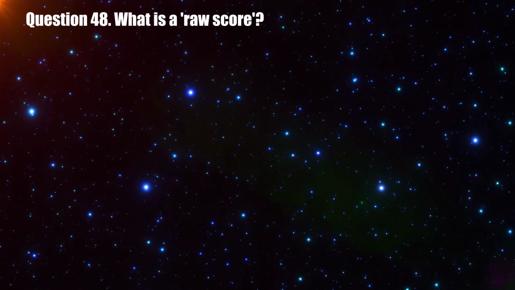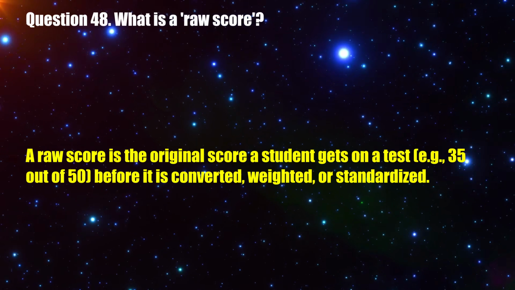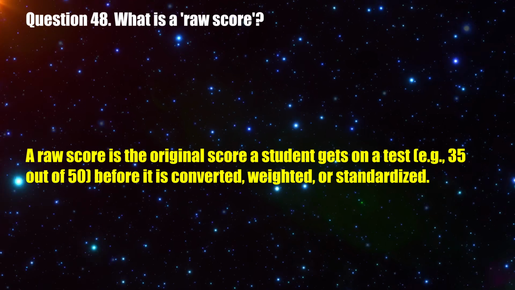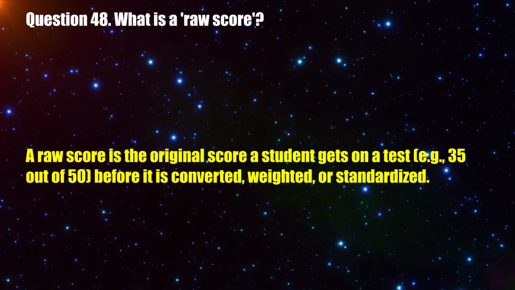Question 48. What is a raw score? The answer is, a raw score is the original score a student gets on a test, e.g., 35 out of 50, before it is converted, weighted, or standardized.